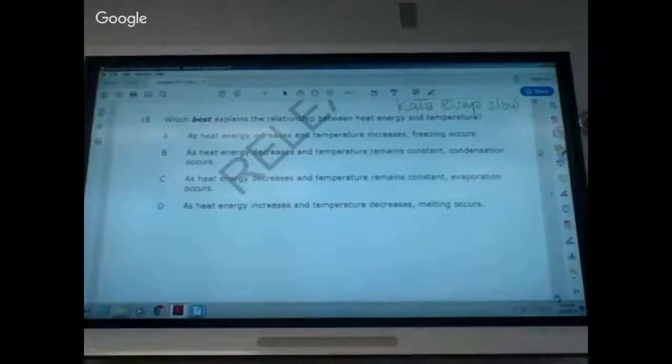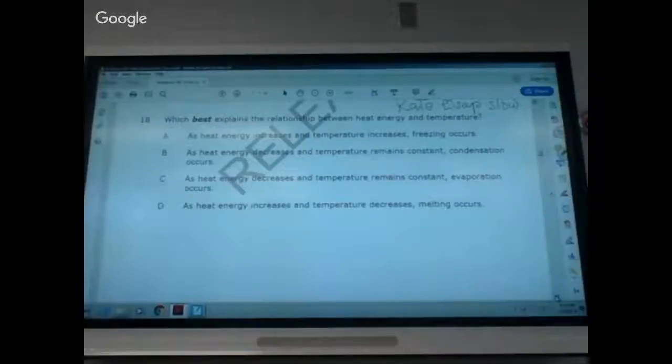All right. So, which best explains the relationship between heat, energy, and temperature? Which one y'all like? I hear two B's. I got Karina nodding yes. All right. So, why did we rule out some of the other answers? The first one says, heat energy increases, temperature increases, and it freezes. That makes no sense.